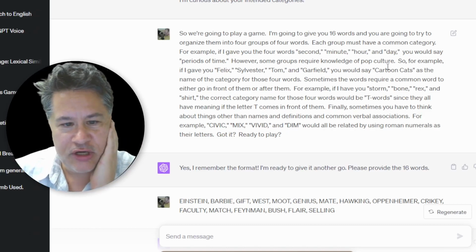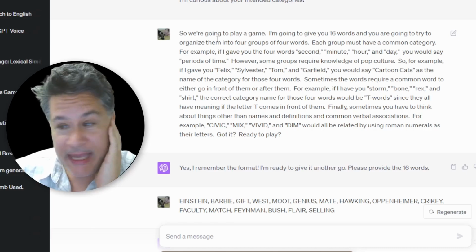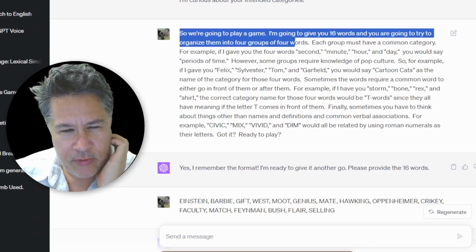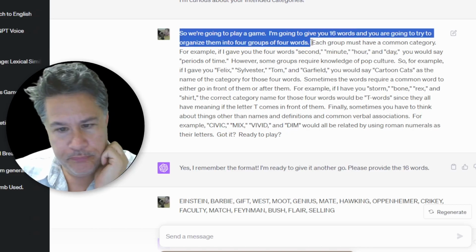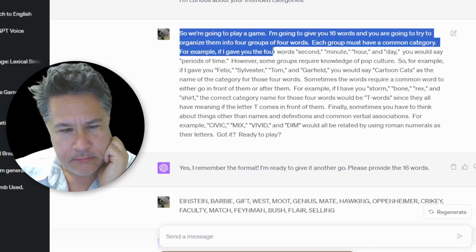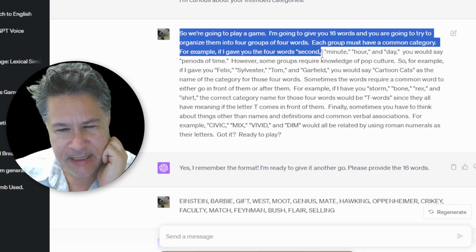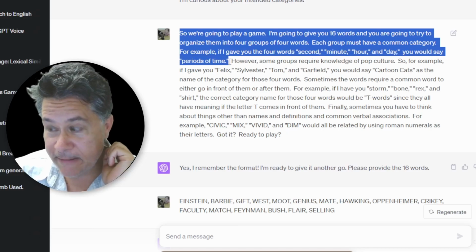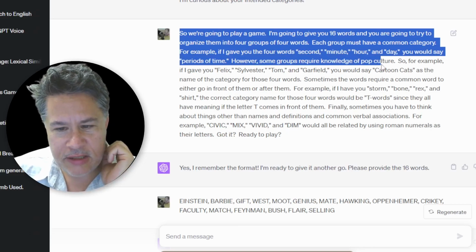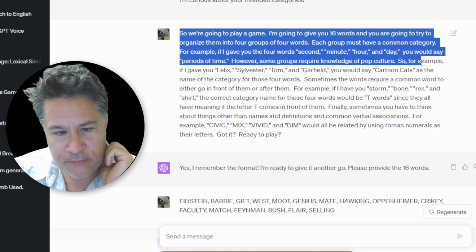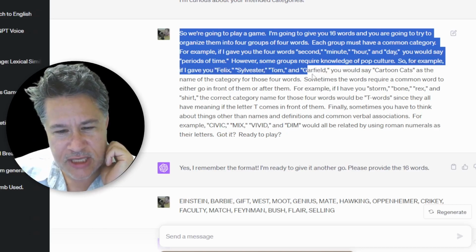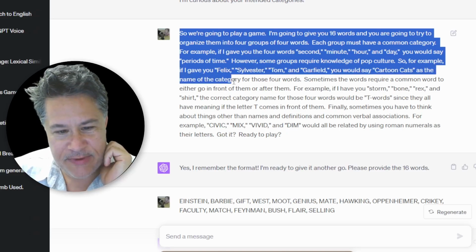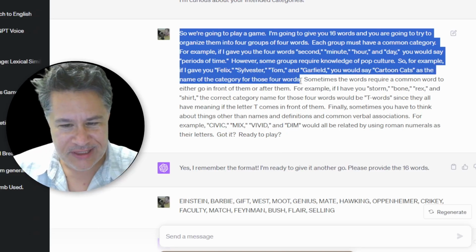So let's read the instructions I gave it. We're going to play a game. I'm going to give you 16 words, and you're going to try to organize them into 4 groups of 4 words. Each group must have a common category. For example, if I give you the 4 words second, minute, hour, and day, you would say periods of time. However, some groups require knowledge of pop culture. So, for example, if I gave you Felix, Sylvester, Tom, and Garfield, you would say cartoon cats as the name of the category for those 4 words.